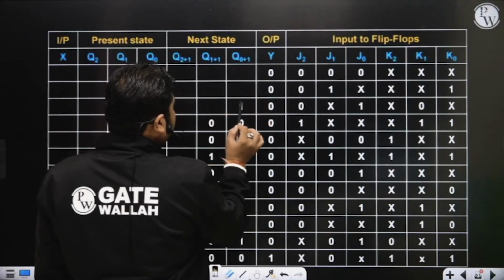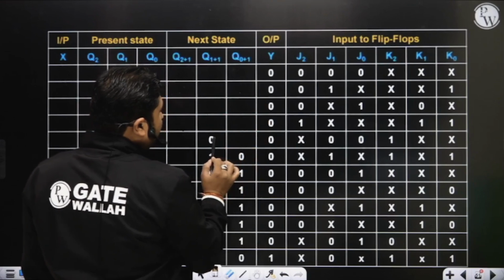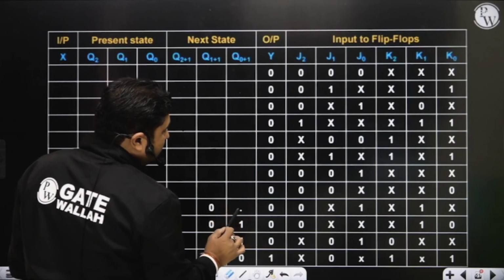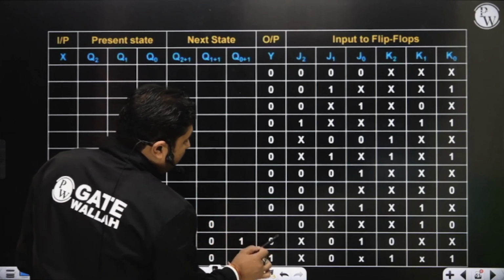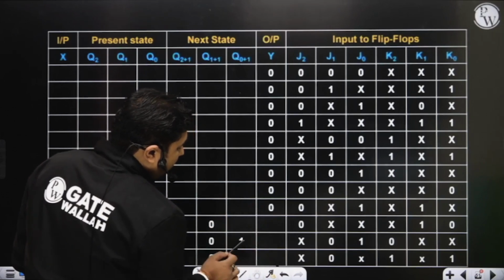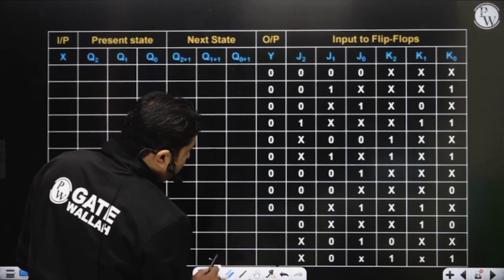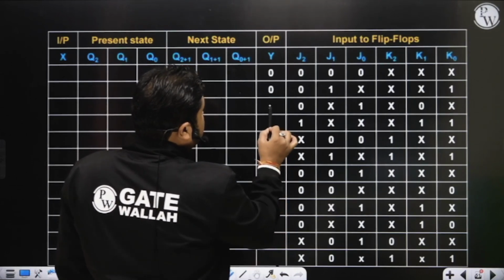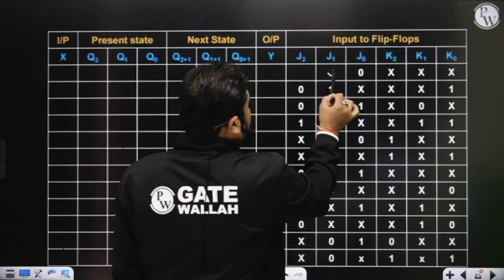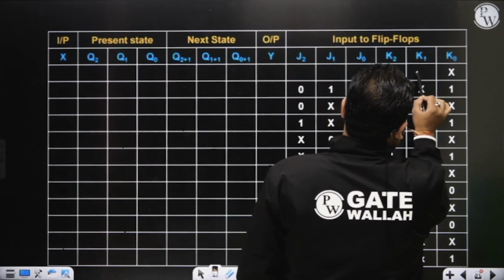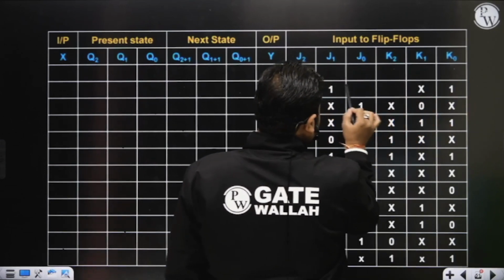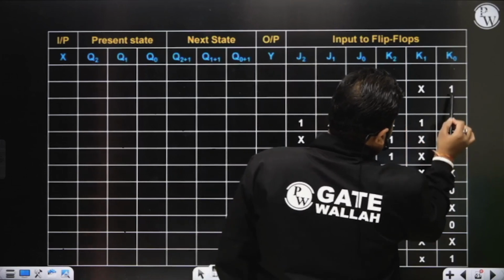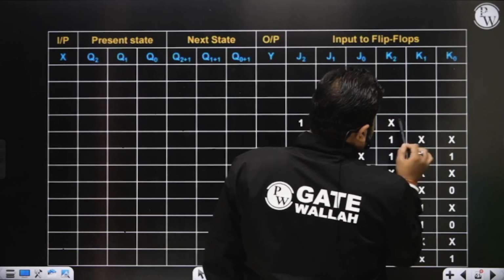So we have a total of 3 flip-flops. We can say the outputs of the flip-flops are Q0, Q1 and Q2. I am taking Q2 as the MSB in order to write the expressions in an easier manner. So Q2, Q1, Q0 are the outputs of the 3 flip-flops, and the next states of the flip-flops are Q2 plus 1, Q1 plus 1, Q0 plus 1. I'm hoping up to this part everything is clear.